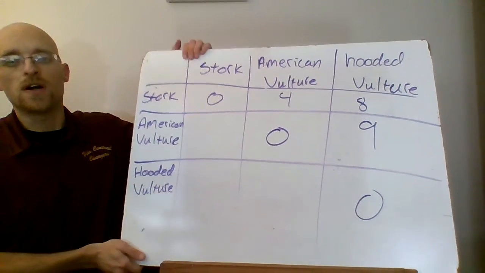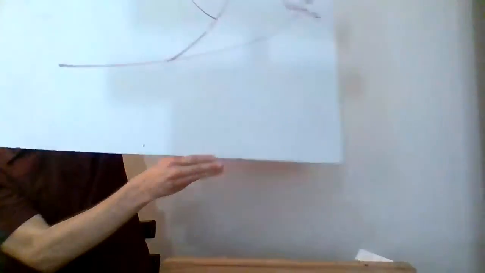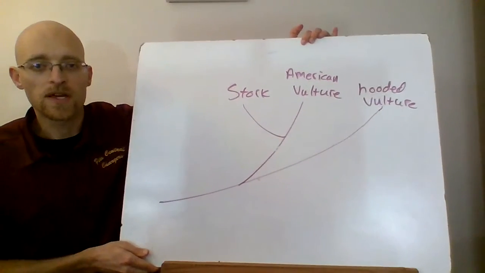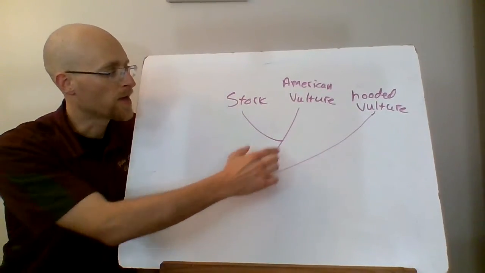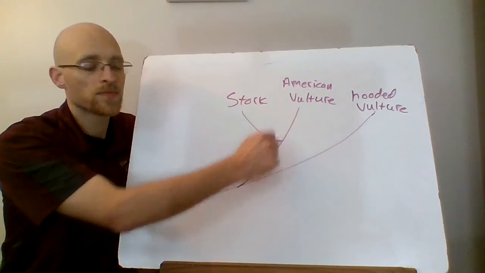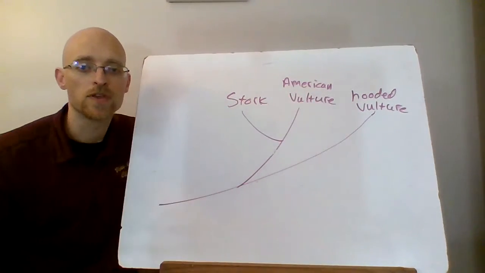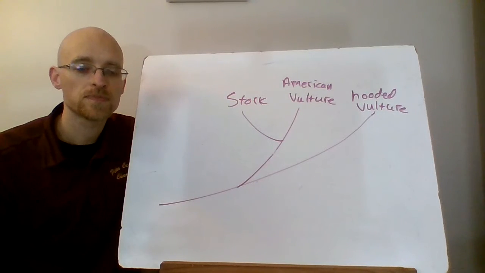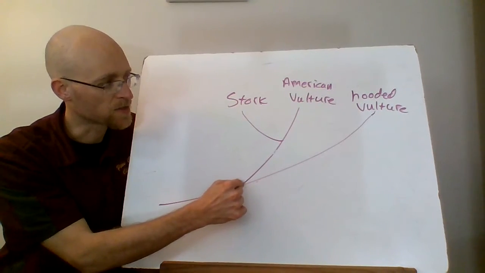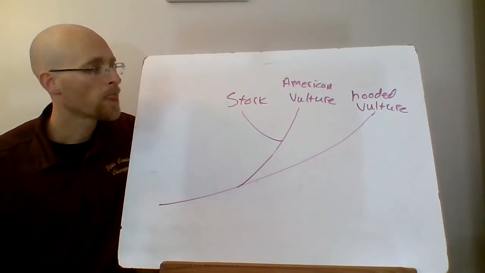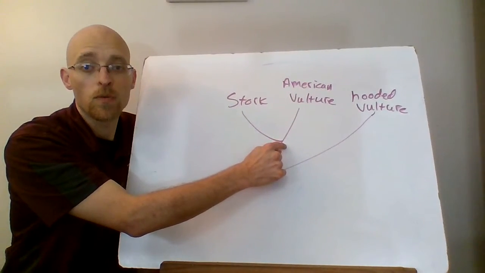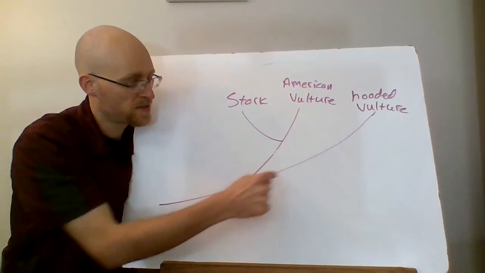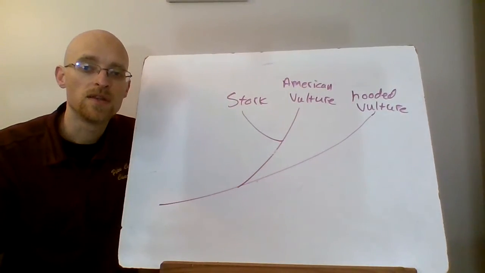So if we were to actually draw a cladogram for that, it might look like this. We'd have some kind of ancestral bird. It branches and we get the stork and the vulture, and then it goes to the hooded vulture over there with the common ancestor further back. So these two are more closely related. They share a more recent common ancestor, and this is less recent than that.